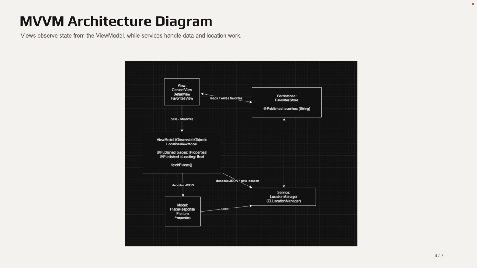Next down the list is the view model, and this handles the logic for the app. In this project, the main view model is the location view model, and it stores published data like the list of places and loading state.